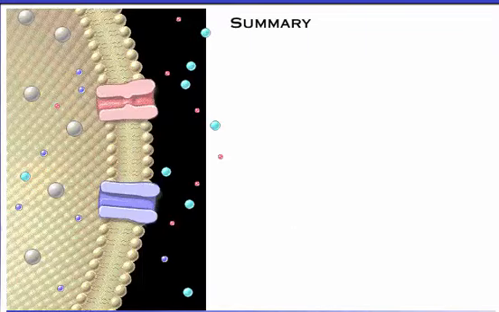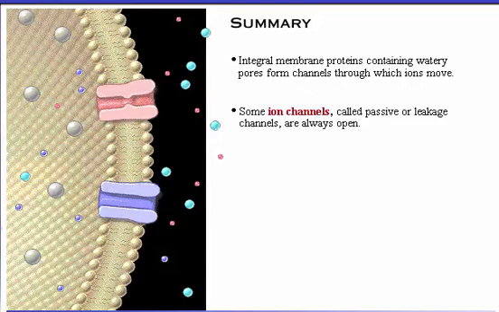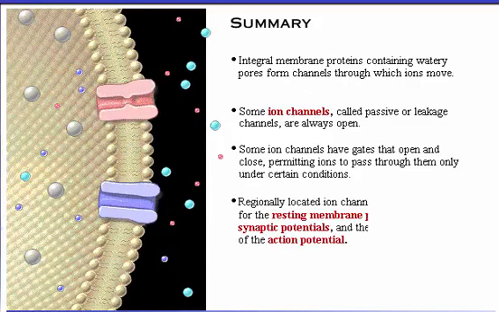Here's a summary of what we've covered. Integral membrane proteins containing watery pores form channels through which ions move. Some ion channels, called passive or leakage channels, are always open. Some ion channels have gates that open and close, permitting ions to pass through them only under certain conditions. Regionally located ion channels are responsible for the resting membrane potential, synaptic potentials, and the generation and propagation of the action potential.